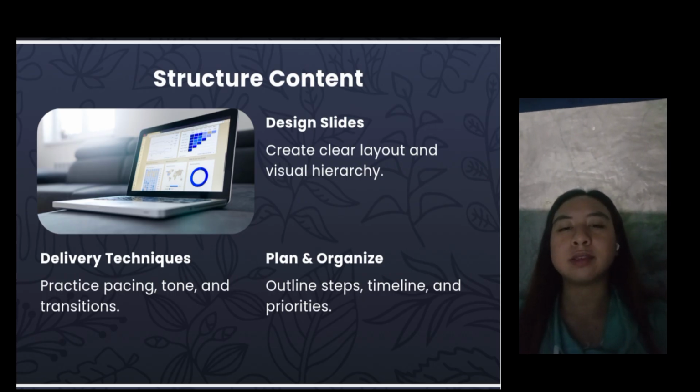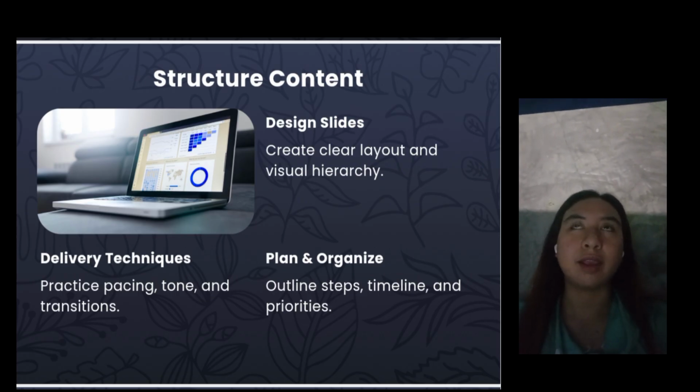Delivery techniques. This is to speak briefly and directly using verbal or visual cues to guide the audience attention. For examples, use hand gestures to point to each icons, statistics as you mention it, and pause for 2 seconds after highlighting critical informations to let it sink in. Practice transitions so you move your slides smoothly without pausing to read text.